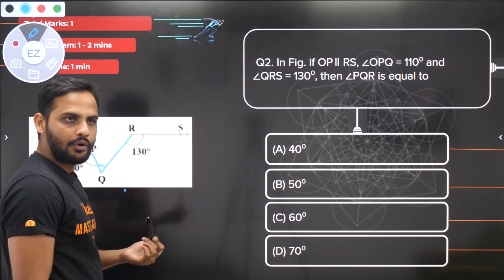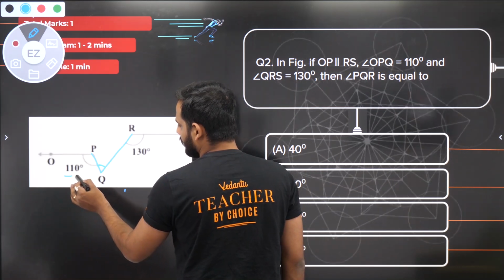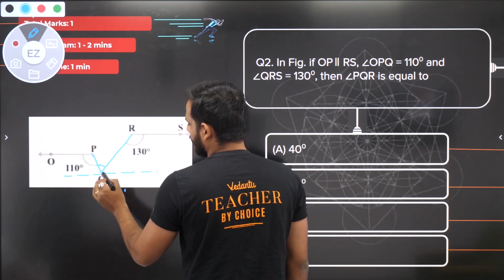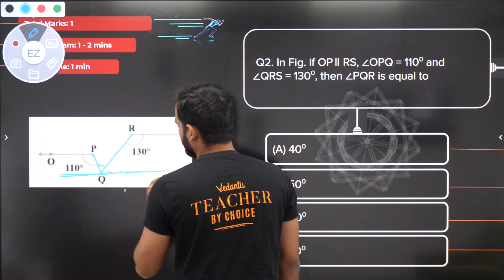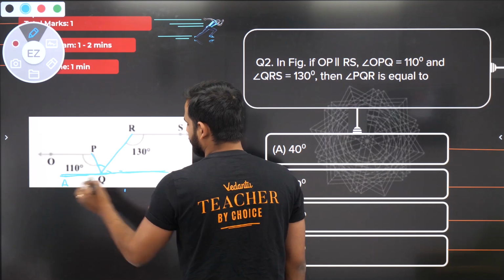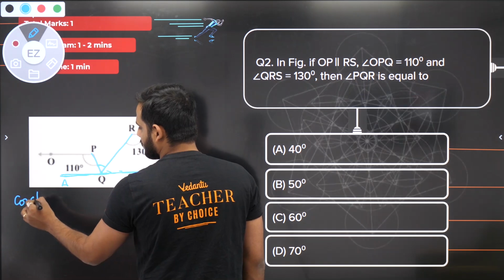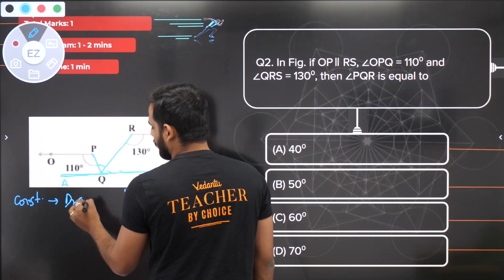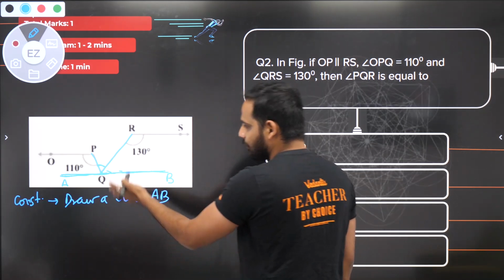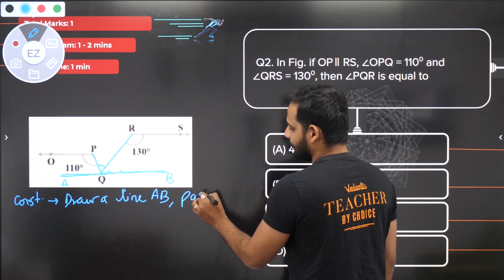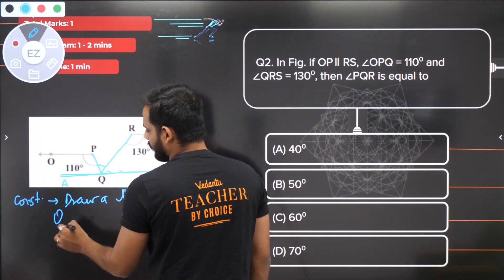Here we'll do a small construction. What is the small construction? I'll draw a line here, let's say AB. For the construction, you need to write this: any construction you are doing, you have to write it. Draw a line AB passing through Q. Now it can be drawn in any way. How do you have to draw?